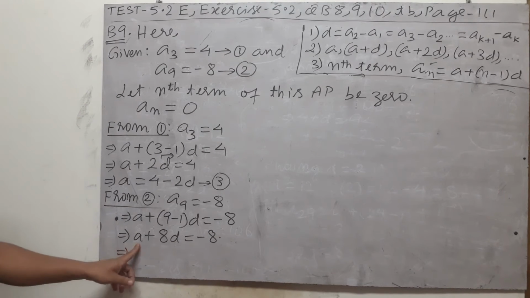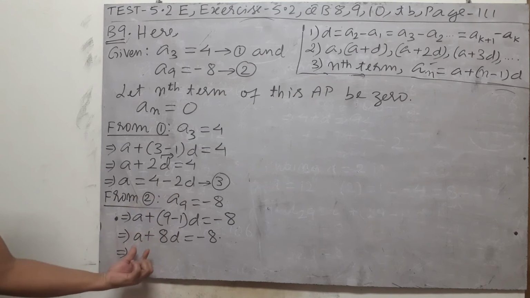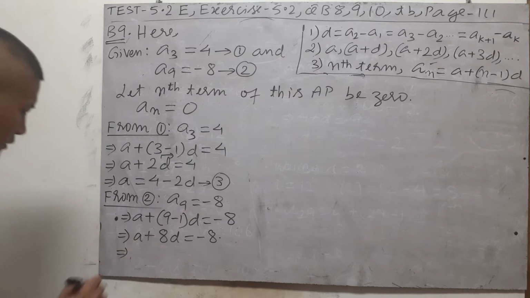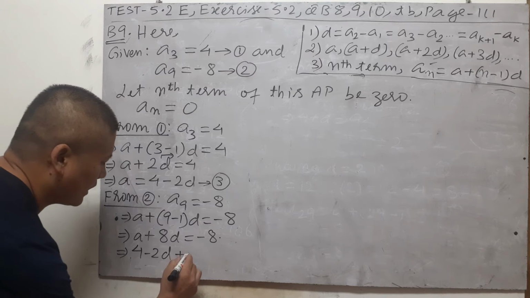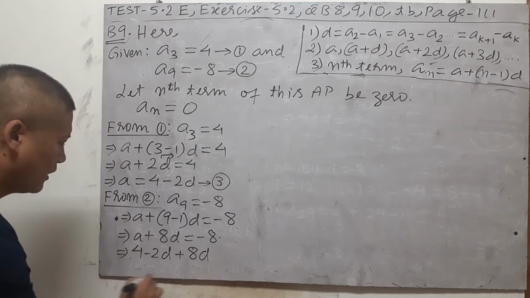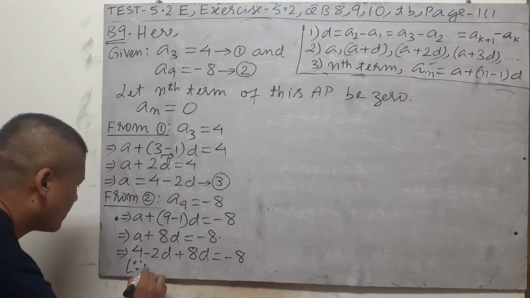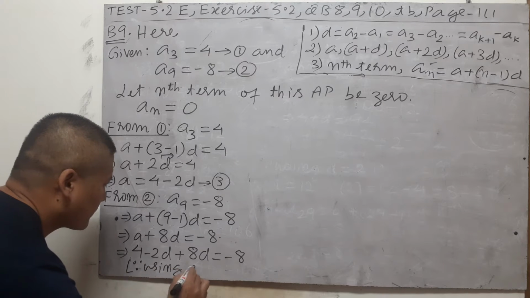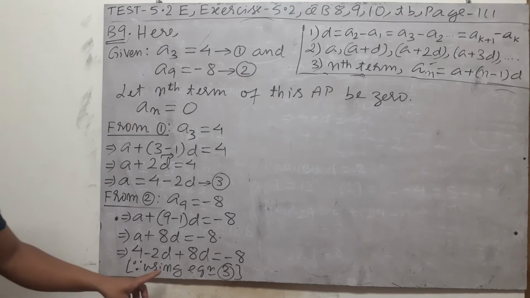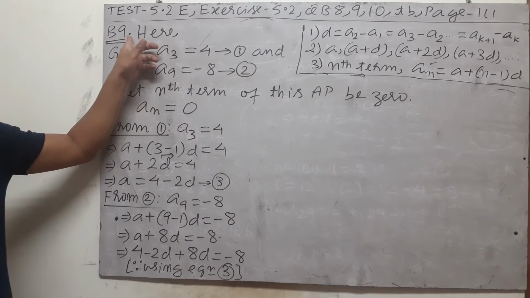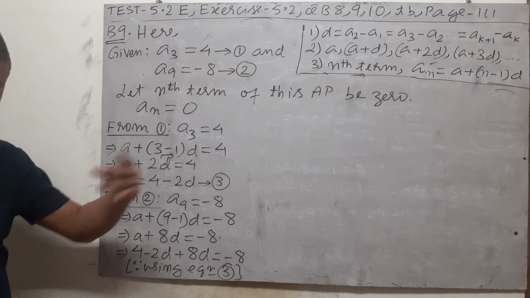So now this A is the same as this here. The first term A can be replaced by this here. This A will be replaced by this, therefore 4 minus 2D replaces A, plus 8D equal to minus 8. And we write here, since using equation 3 value. I think I forgot to write this in the previous question 8, where we replace this A value. Go back to the place, okay?